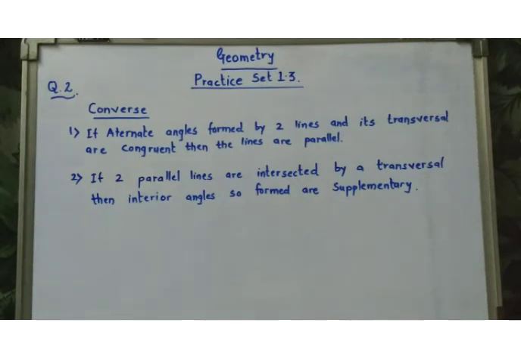Whereas the third one, the diagonals of a rectangle are congruent. There is no converse statement. The converse of this statement, that the diagonals of a rectangle are congruent, does not exist. So the third one they will not ask you.